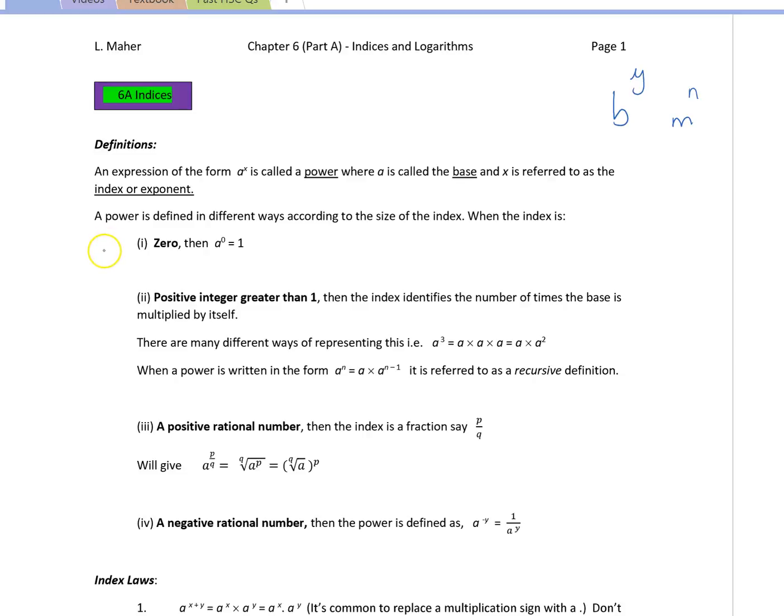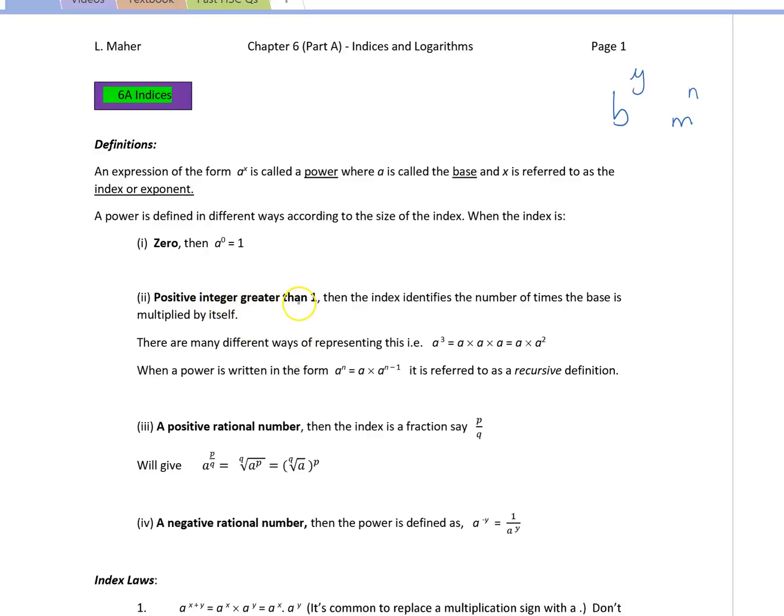Now, there are a few specific situations to be aware of the definition of, because that enables you to identify some important values. For example, if the power or the index is 0, then we have a to the 0. You can replace that. Any base to a 0 power can be replaced with the number 1. And that's by definition.